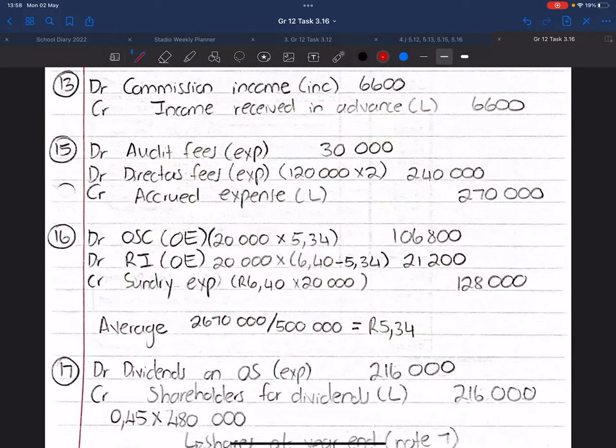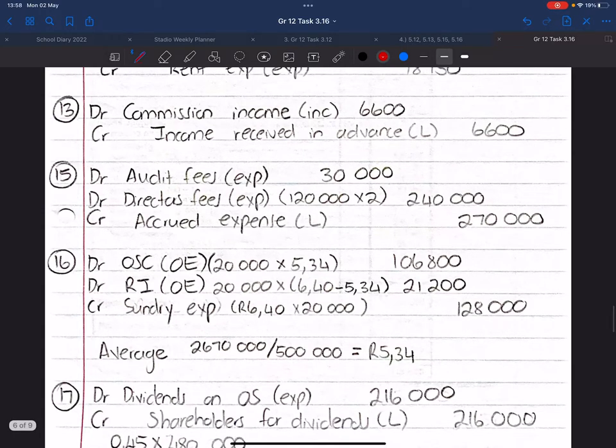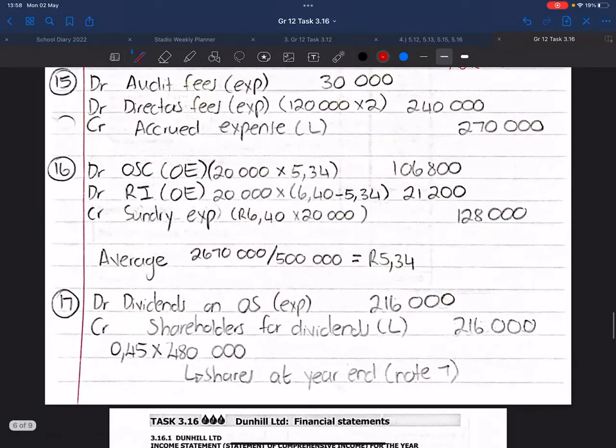Then number 13, a supplier overpaid commission, 6,600. This is offset against future income. So this just means that we are decreasing our income in the statement of comprehensive income, and then recognizing income received in advance, note number 9. So it was just commission income that relates to the next financial period. So we need to decrease the commission income.